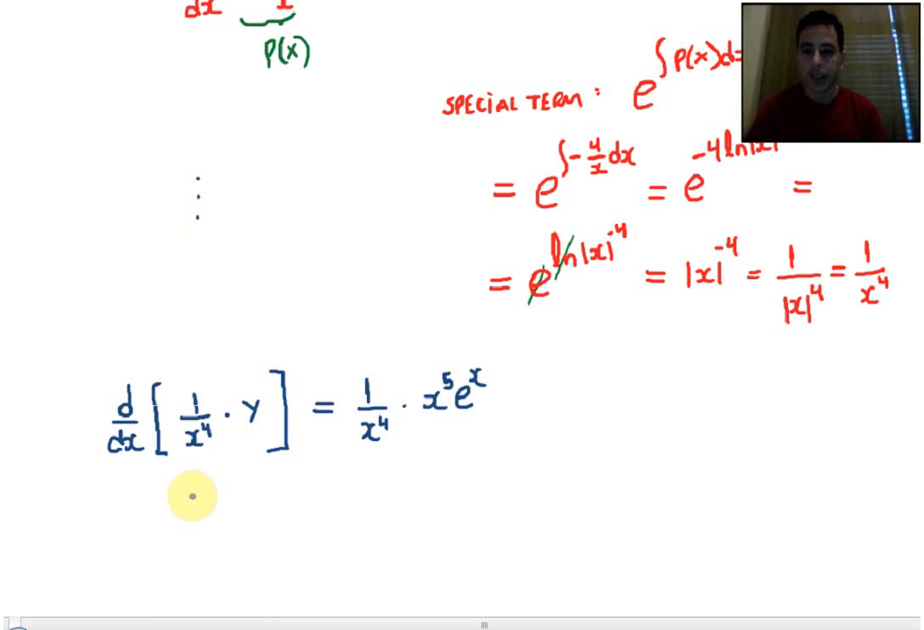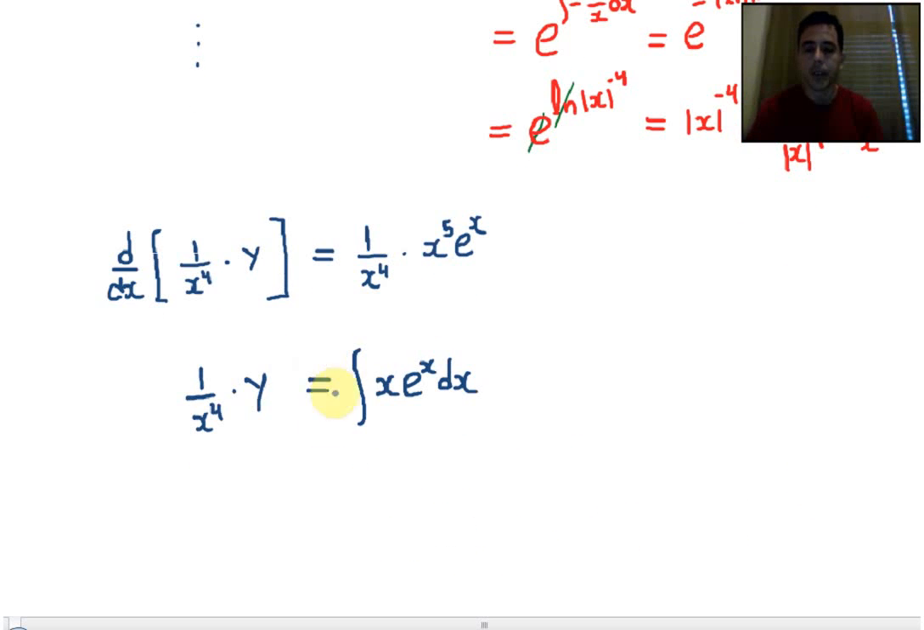So that's what we get, and then of course when you integrate both sides, you get 1 over 4, 1 over x to the 4th, y, and then the integral. I can combine these two, so this would be simply x e to the x dx. So integrate both sides. Now, what is the integral of x e to the x? We can do integration by parts here.